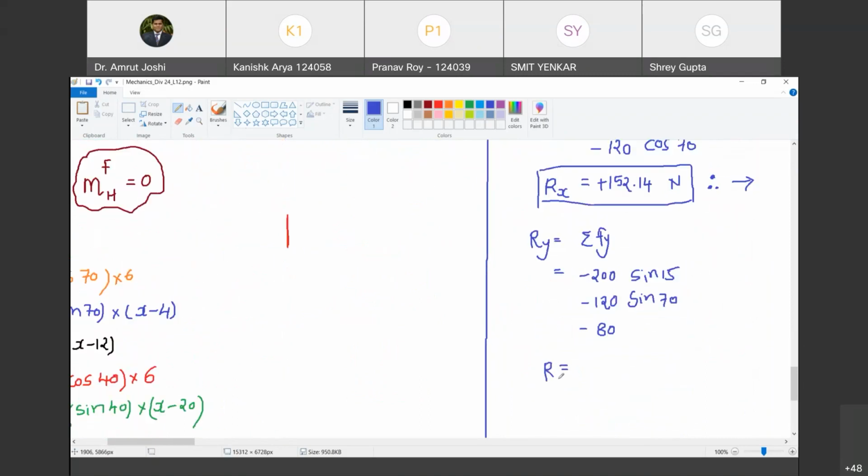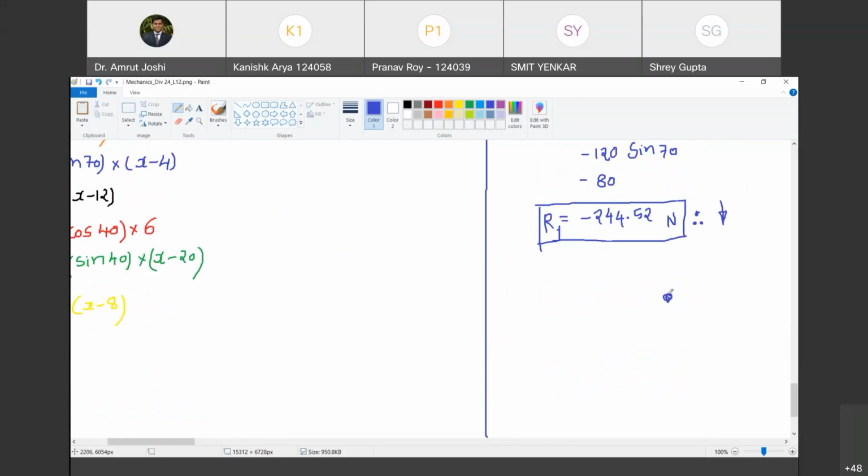So can you tell me this value? How much is Ry? Minus 244.52 Newton, and therefore it is acting in downward direction. Can someone give independent confirmation that this calculation is correct? Yes, correct. So I will not do it. Fine. So now Rx is 152.14 towards right.